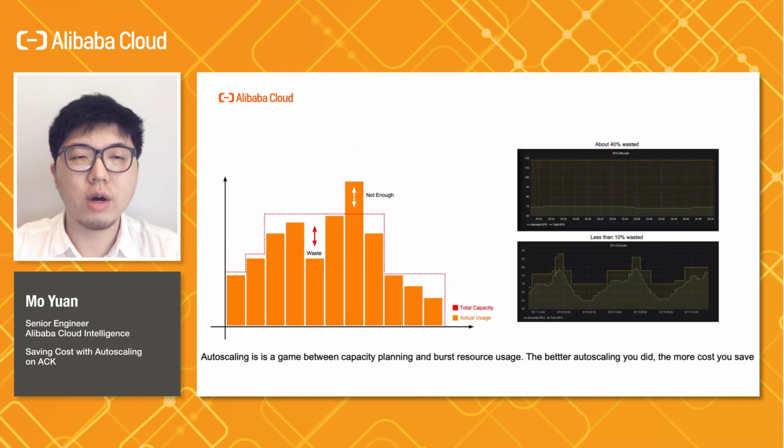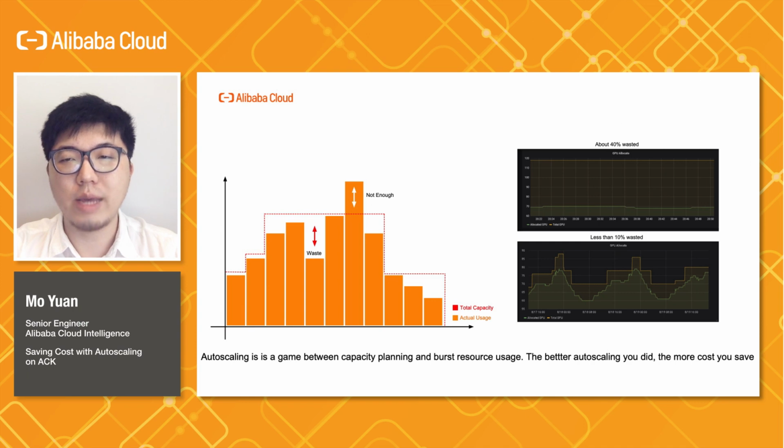So, how to save cost on Kubernetes? Here's a chart about capacity planning and burst resource usage. The yellow area is the actual usage of your workload, and the red one is the capacity planning. When the red line is above the yellow area, that means you have enough resources to run the workload. But the larger the spacing, the more you waste. When the yellow area breaks through the red line, that means you don't have enough resources to run the workload. Even the running workload may be affected by insufficient resources.